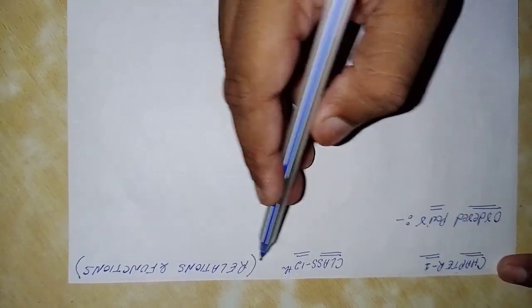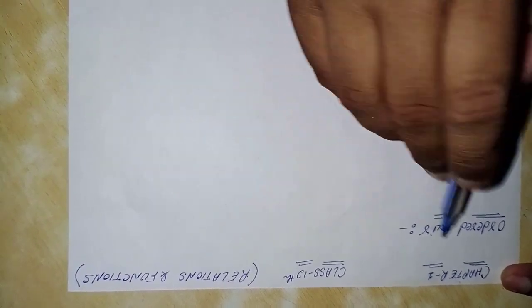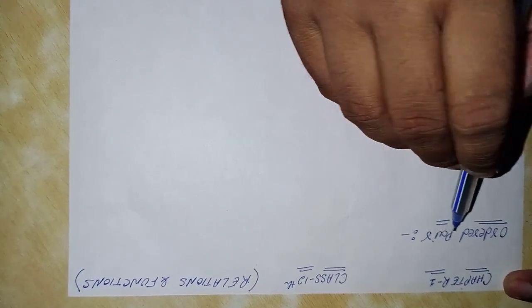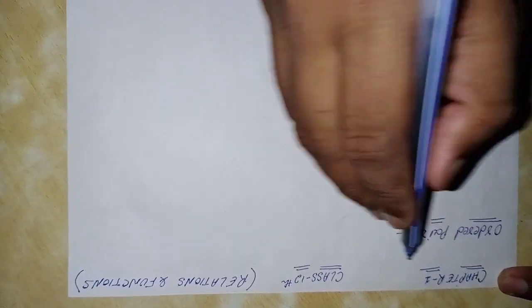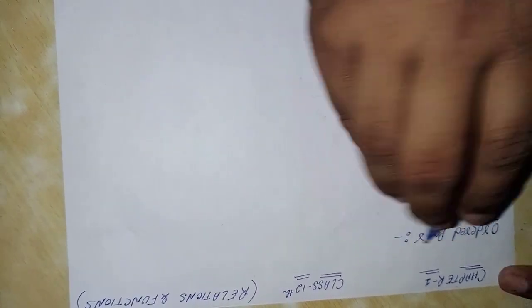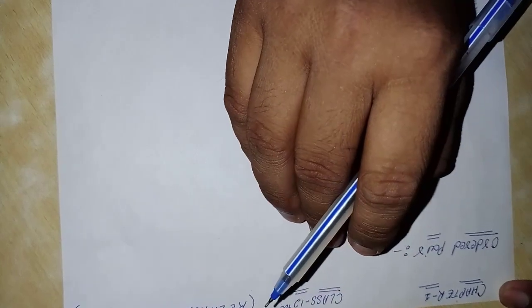So today we are going to start the first chapter of class 12, relation and function. Before starting the relation, let us recap a few topics of class 11. First topic is ordered pair. What is ordered pair? Ordered pair is a pair of objects whose components are written in a specific order.